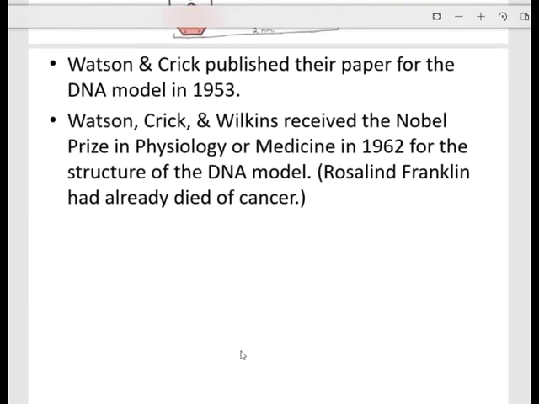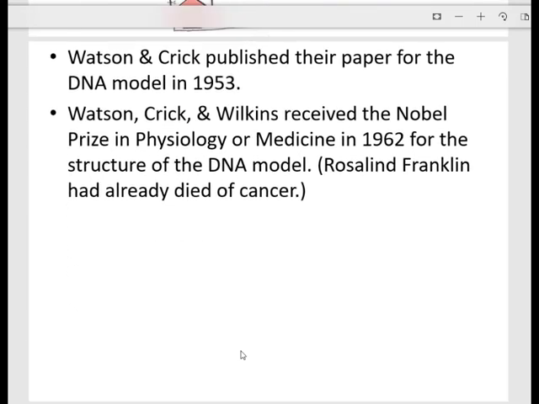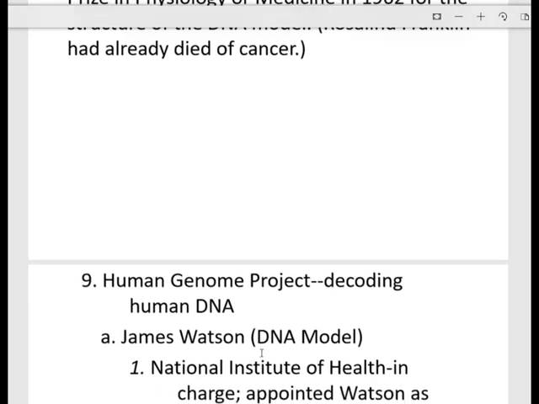So they published their paper in 1953, won the Nobel Prize along with Wilkins in 1962, but Rosalind Franklin by this time had died of cancer, and the Nobel Prize is never awarded posthumously to anyone.